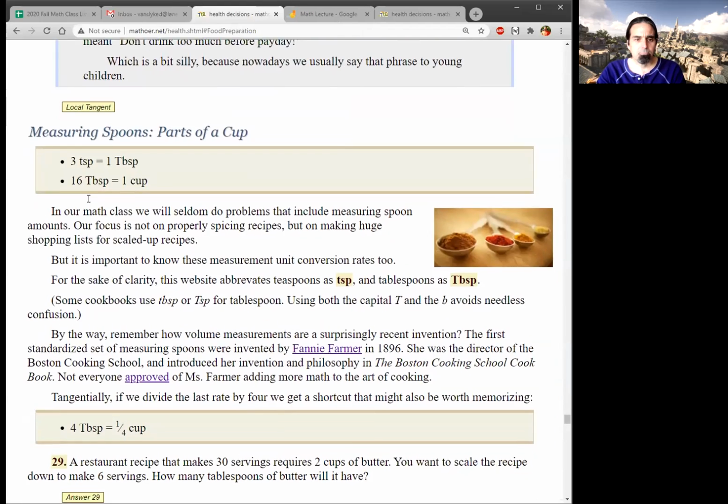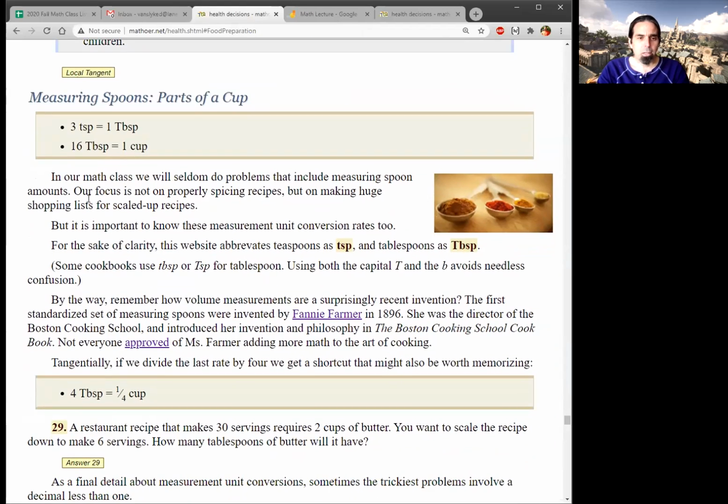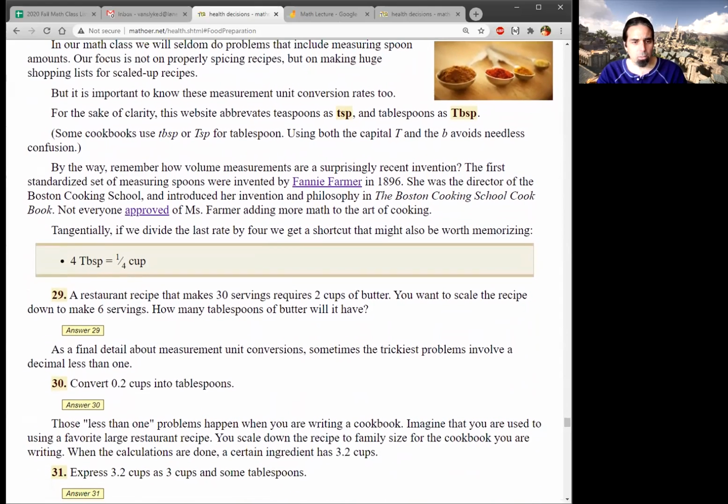Okay. Where we stopped on Friday was talking about measuring spoons. Some other conversion rates that work just the same is that 3 teaspoons is a tablespoon and 16 tablespoons is a cup. So we can do problems like these.